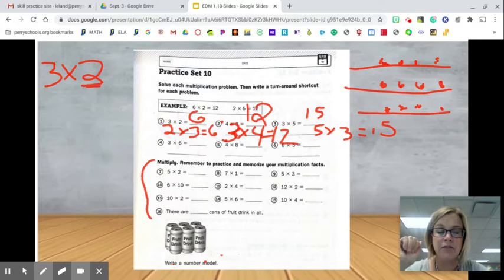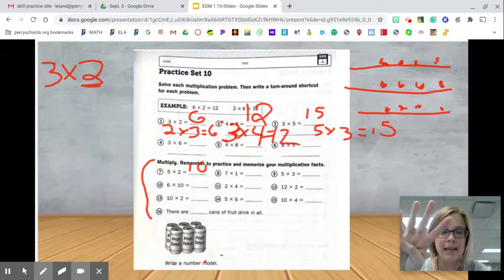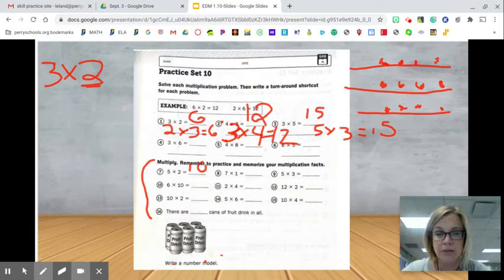So I'm going to count by 5s first. 5, 10. 5 times 2 is 10. But I can also count 2 5 times. 2, 4, 6, 8, 10. 2 times 5 is 10 as well. So we can count either by 2s or 5s.